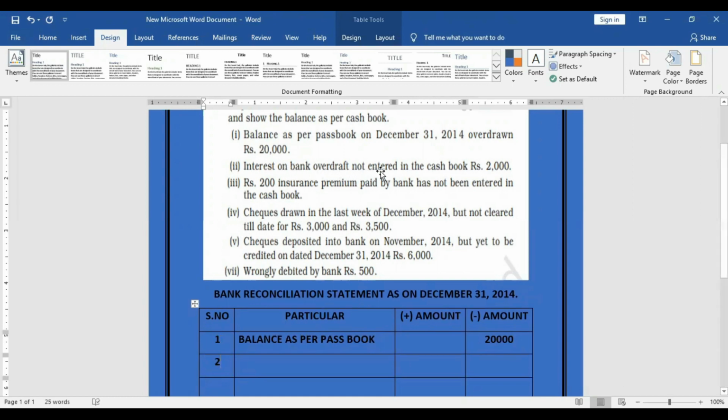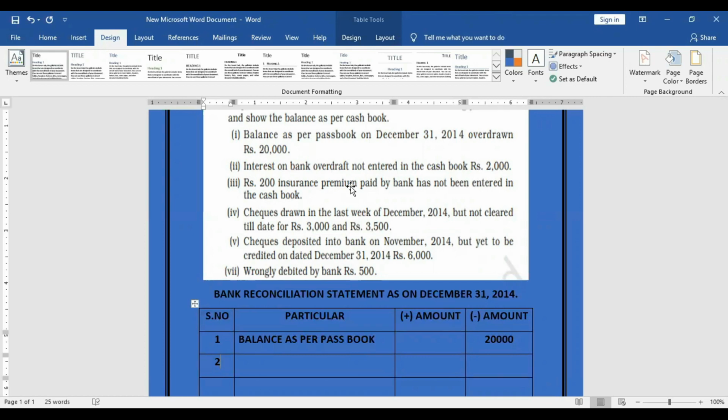And the second one, interest on bank overdraft not entered in the cash book. Interest on overdraft means the bank has reduced 2,000 in the account, or increased the overdraft by 2,000. I mean, increased our debit balance 2,000 in the passbook. So there is a 2,000 negative balance, because of that the bank has charged interest 2,000 in the passbook. So in the passbook they have decreased 2,000.